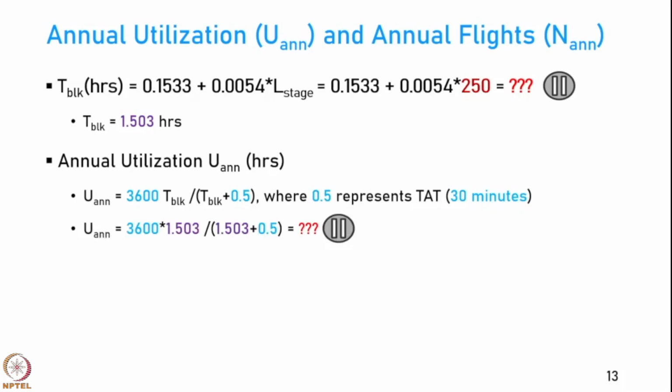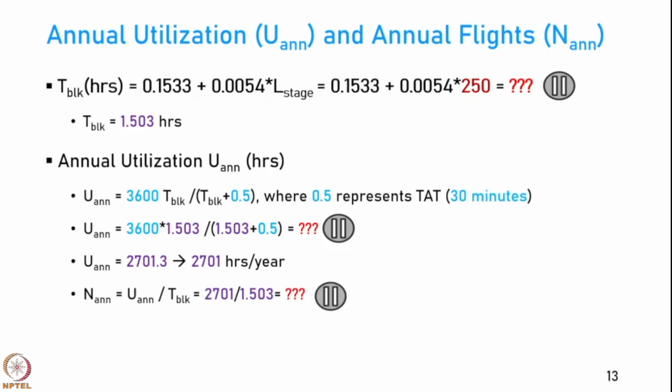Some airlines are able to bring it down to 20 minutes, 16 minutes also, but let us go for half an hour. So, if the aircraft is used for this particular route, which is 1.503 hours long, and half an hour is required for turnaround time, then the number of hours you can use in a year is given by this equation. Please take a pause here, do the calculation, and then match your answer with my answer. Coming back, I get the number as 2701.3 and I ignore that 0.3, so it will be 2701 hours per year. So, our aircraft can be used for 2701 hours per year for operating on this particular route.